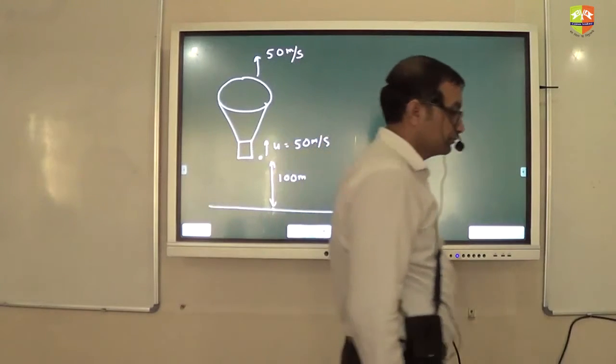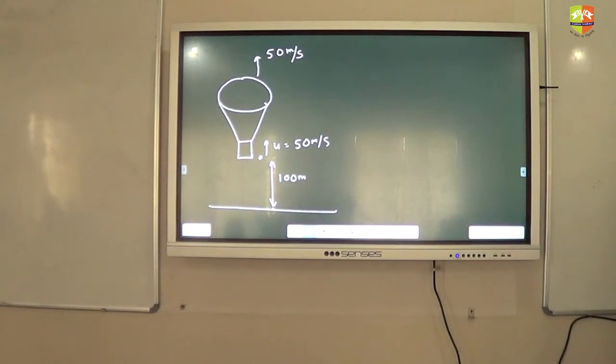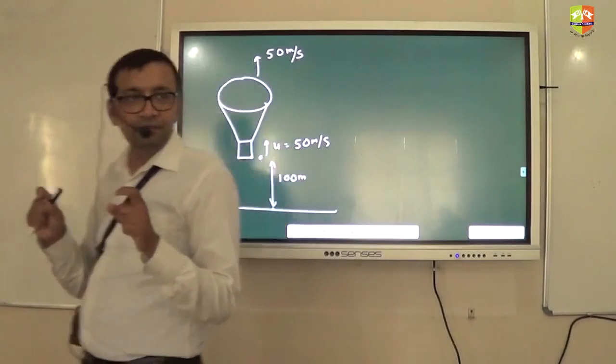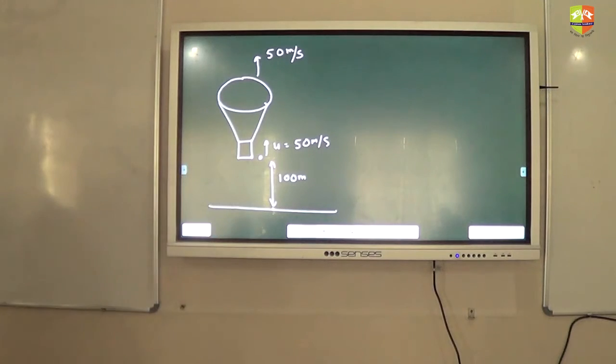Quickly solve it. Correct, but you can factorize it, right? You know how to factorize? This one you have to use the formula. Okay, get me the equation. Get the equation.